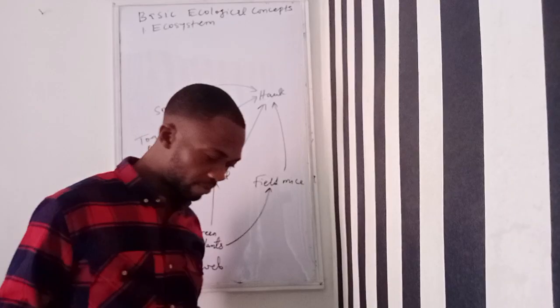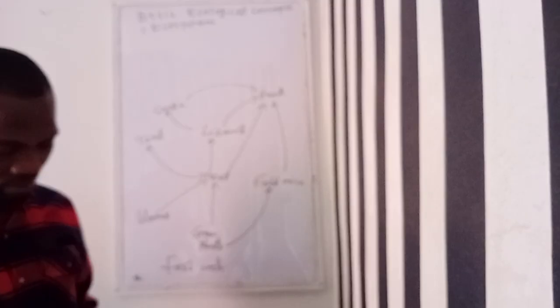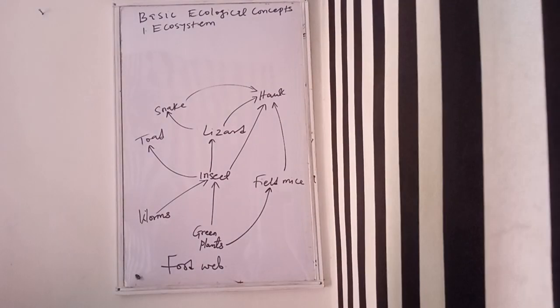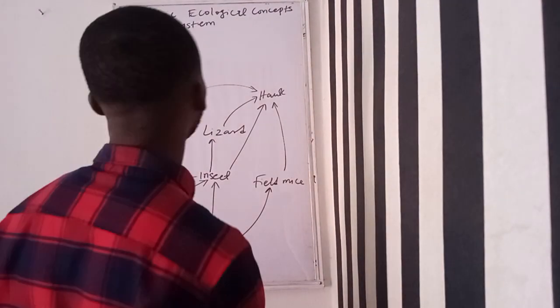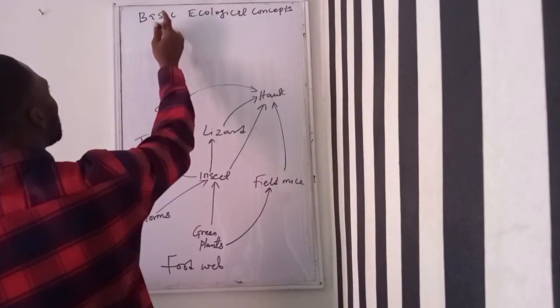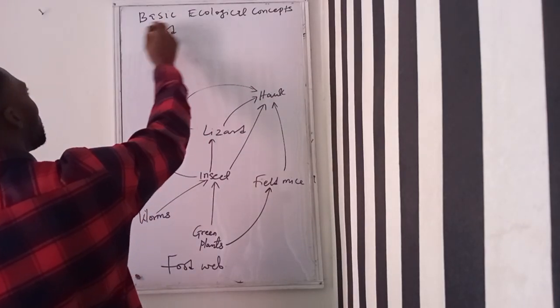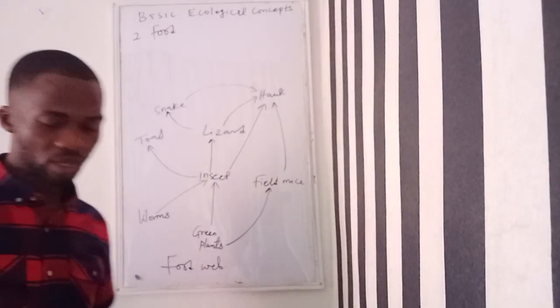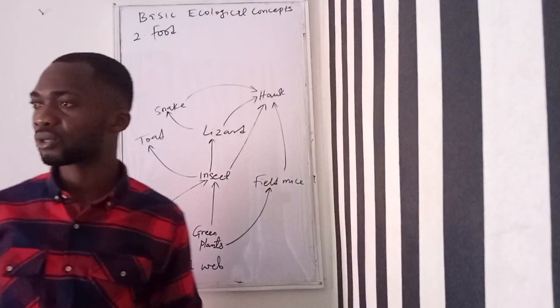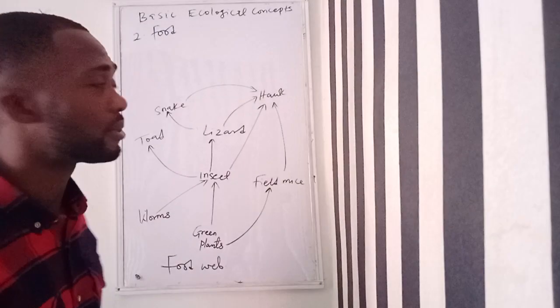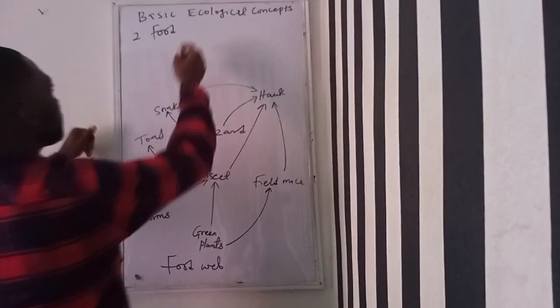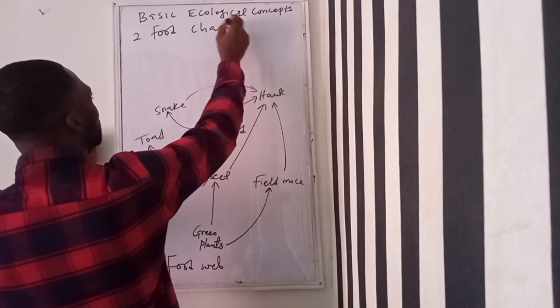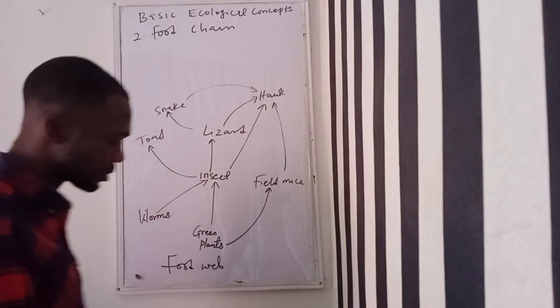I talked about the non-living part of the ecosystem. Okay. So now it's time to talk about the food chain. I hope this can be seen. The food chain. This is another basic ecological concept. Remember, we're talking about basic ecological concepts. We're talking about the ecosystem. Now it's time to talk about the food chain.